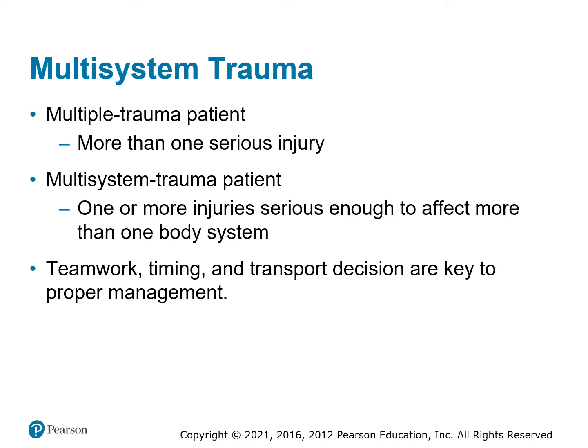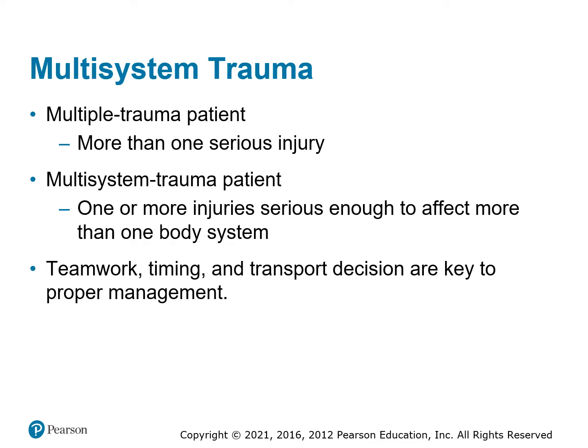Multi-system trauma patients are going to have one or more injuries serious enough to affect more than one body system. So think of a gunshot wound that passes through the chest and the abdominal cavity. You're going to have many different organ systems involved in that. So this would be multi-system trauma. You're also going to see multi-system traumas commonly in motor vehicle accidents, pedestrian accidents, any place where you have a high mechanism of injury, you're going to have a high suspicion of multi-system trauma.